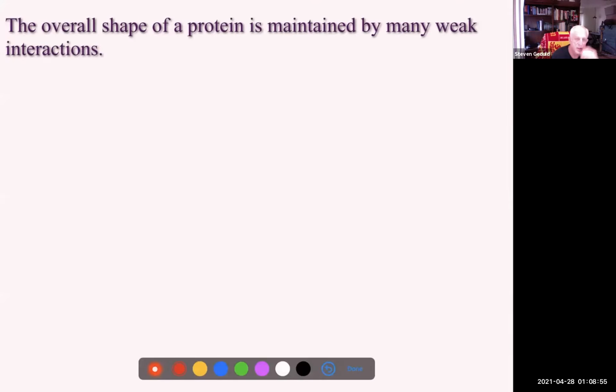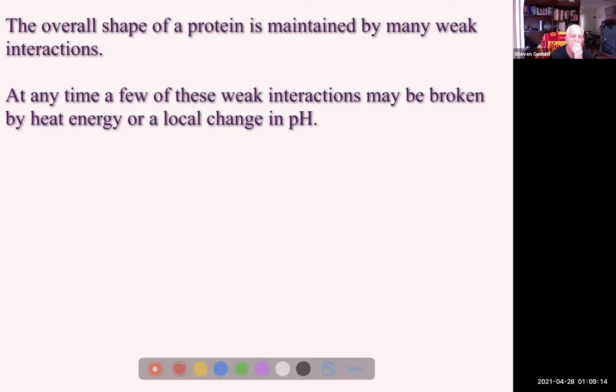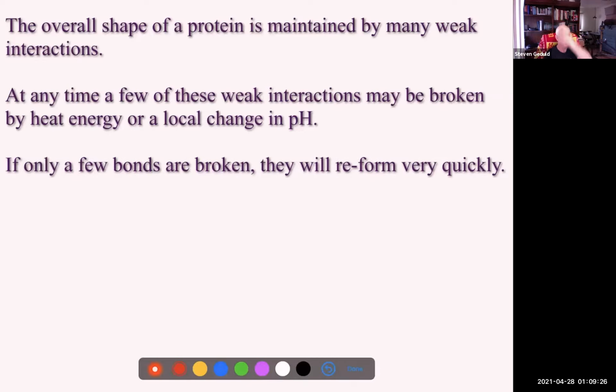Okay. So the overall shape of a protein is maintained by the weak interactions, like we said: the hydrogen bonds, disulfide bridges, salt bridges, and hydrophobic interactions. Those are the same interactions that are used to determine our tertiary structures of proteins, same things. So at any time, a few of these weak interactions may be broken by heat or local change in pH. You can break those bonds that are holding that enzyme substrate complex together. If only a few bonds are broken, they'll reform very quickly.